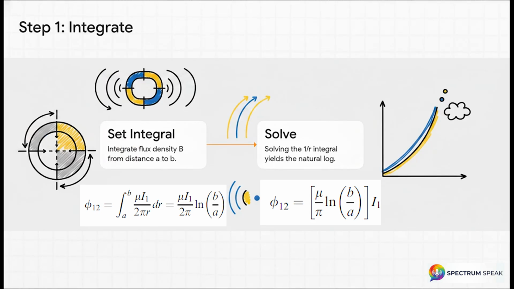So let's execute step 2 of our math plan and find the actual flux crossing that inner loop. We're going to take our Biot-Savart equation and integrate it across the empty space from distance A to distance B. That gives us the integral of mu times I1 divided by 2 pi r with respect to r. And as you might remember from calculus, when you solve that integral, the 1 over r simply becomes the natural log. So the flux from conductor 1 alone is mu times I1 divided by 2 pi, multiplied by the natural log of B over A.